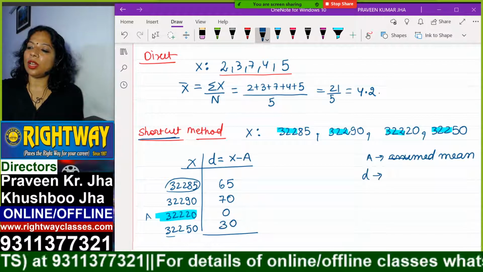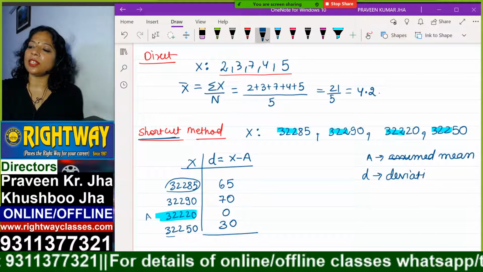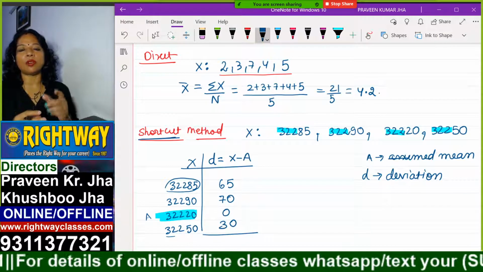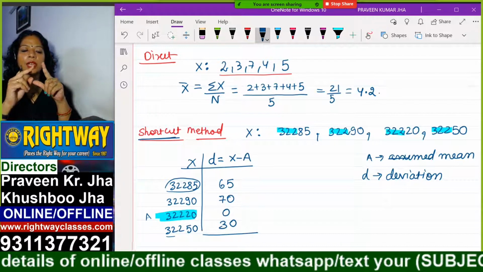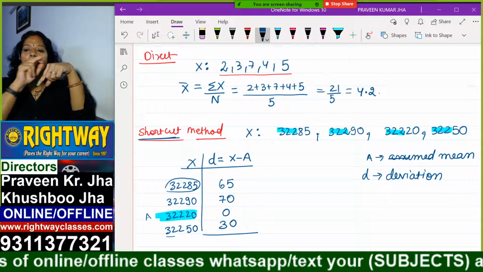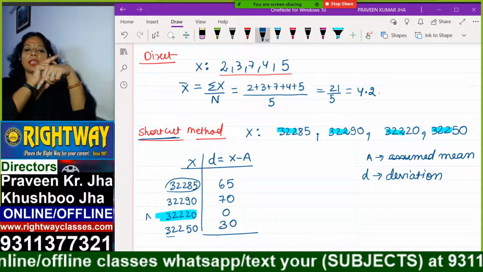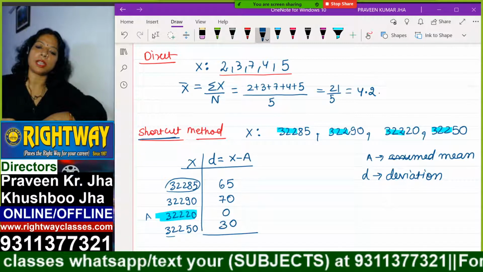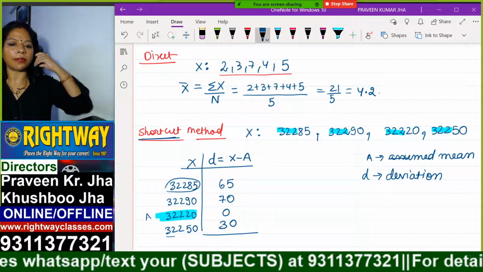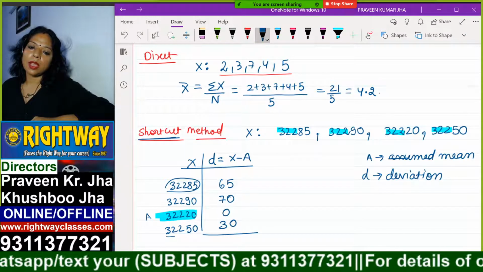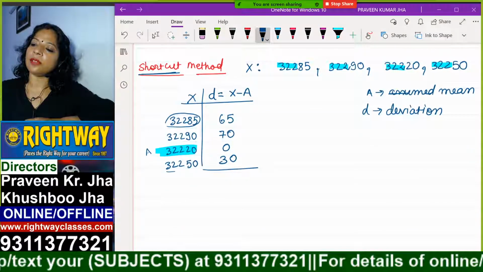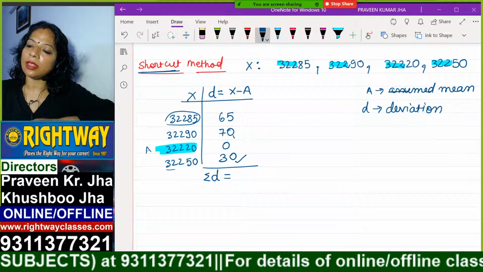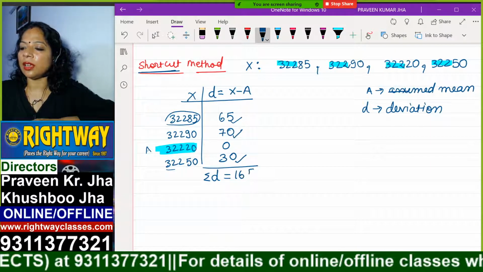And d is called deviation. What is deviation? The gap between two values is called deviation. Suppose a is fixed, and how much x is more than or less than a, that gap we are finding, that is called deviation. Is it clear? Now we will sum up all the deviations: 30, 70, 100 and 165.